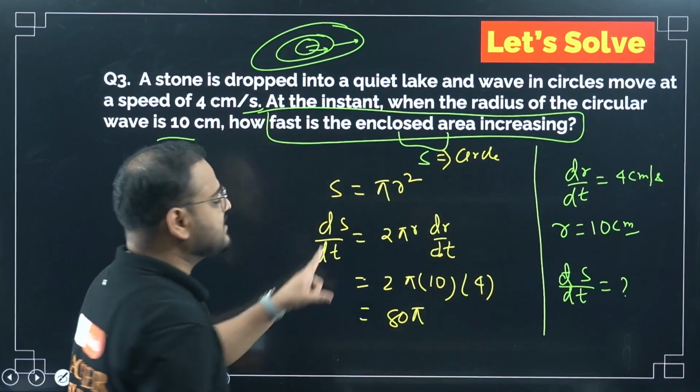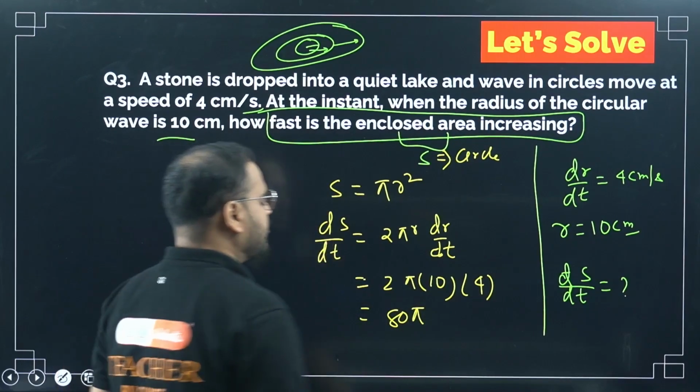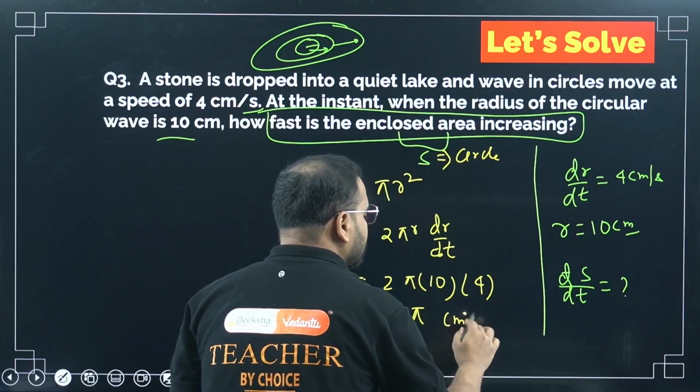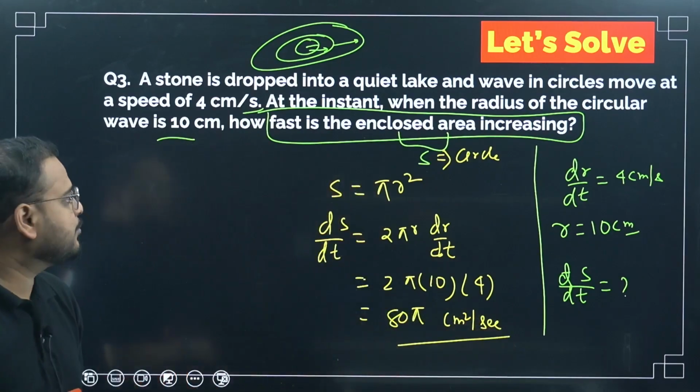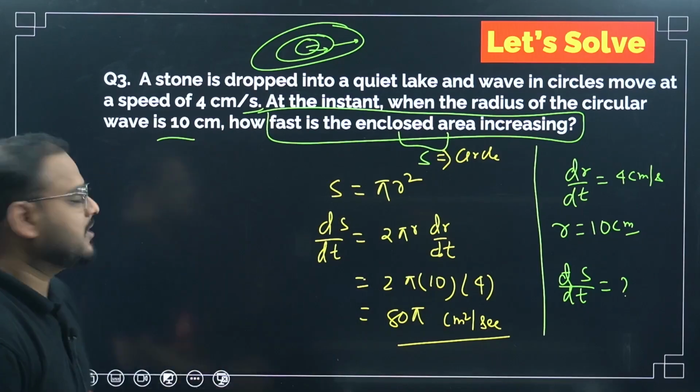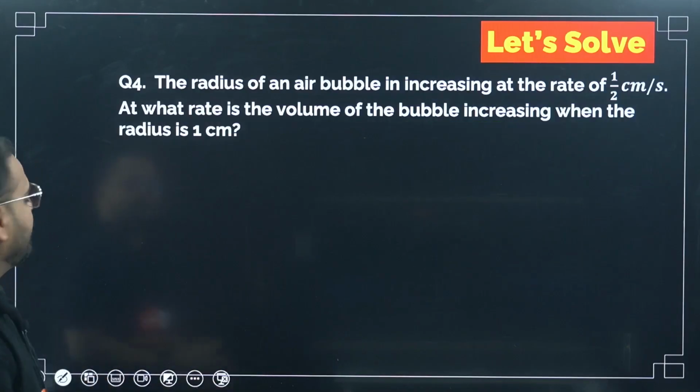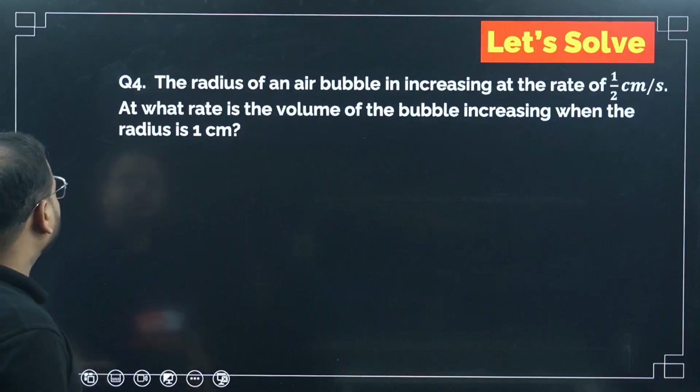What is the unit? Surface area change with, or area change with time. It's going to be what? Centimeter square per second. Final answer. This is my final answer. I hope this is clear. Simplest question that can be asked from this category. Okay. I hope this was visible. Moving on to question number 4.